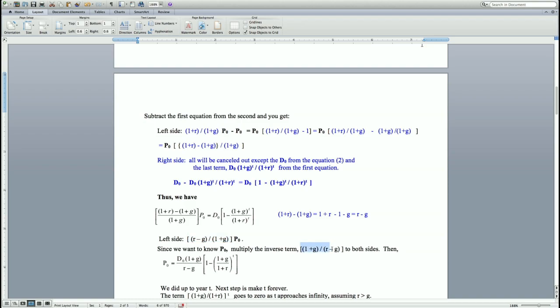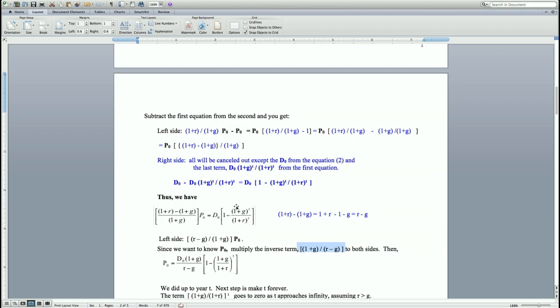So after we multiply this to the left side, the upper part 1 plus g and the bottom 1 plus g will be cancelled out, and the bottom r minus g and the upper r minus g will be cancelled out. Then P0 remains. So on the left side, after we multiply, only P0 survives. And on the right side, we multiply 1 plus g over r minus g. That's here, to the D0 we multiply 1 plus g over r minus g.